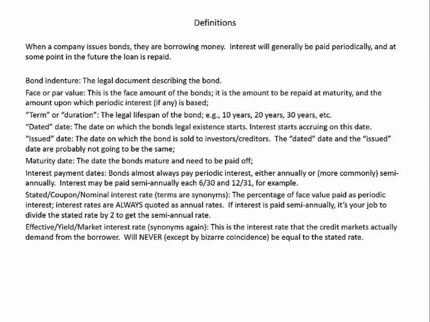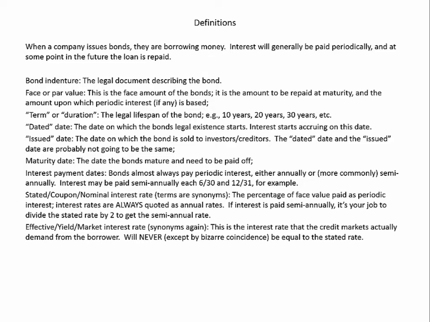The effective or yield or market interest rate is the rate that the credit market actually demands from that borrower. This will never, except by really weird coincidence, be equal to the stated rate. But again, in the textbook, a lot of times the stated rate is equal to the effective rate just for convenience in writing textbook problems. If you think about it, the stated or coupon or nominal rate is the number written in the bond indenture, and there's going to be a temptation to choose a nice round number: 5%, 4 3/4, 5 1/8. It'll be a reasonably round number.